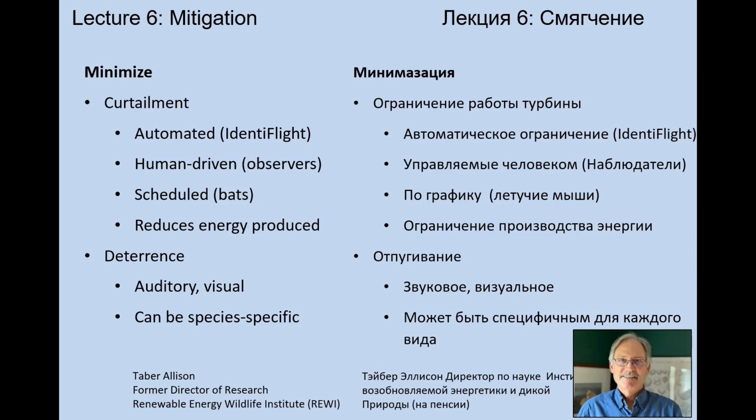The other thing we can do is deter animals, to move them away from a site. Deterrence can be auditory or visual, so you can make a loud noise or make a bright light and try to scare an animal away. It can also be species specific. The deterrence you use for a bat might be very different than the deterrence you use for an eagle, for example.